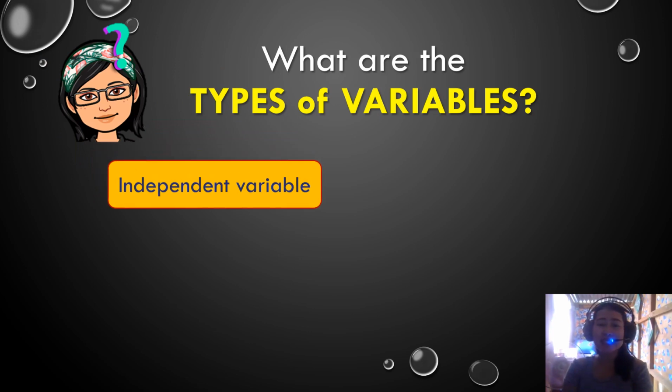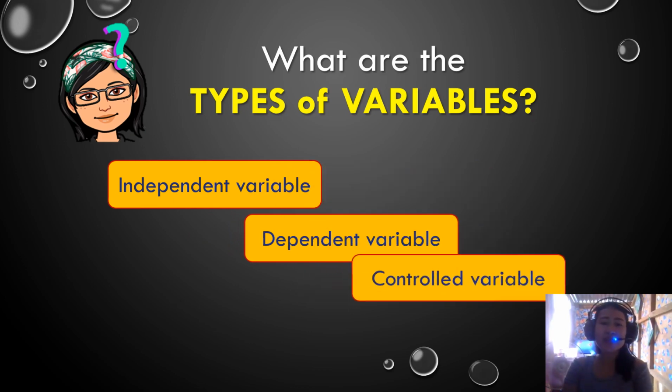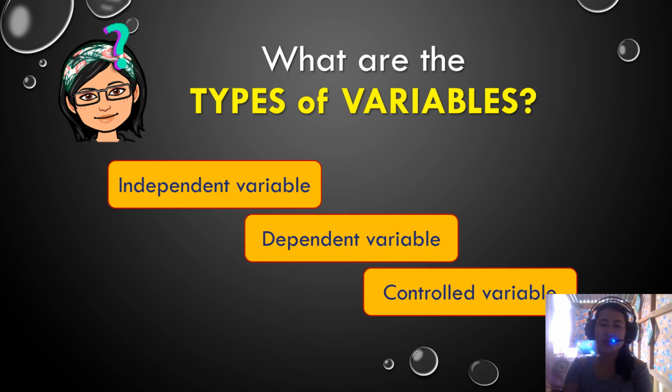First is independent variable. Second is dependent variable. And third is controlled variable.